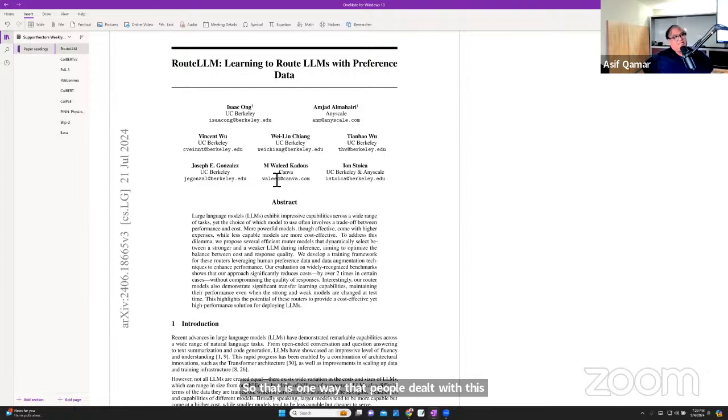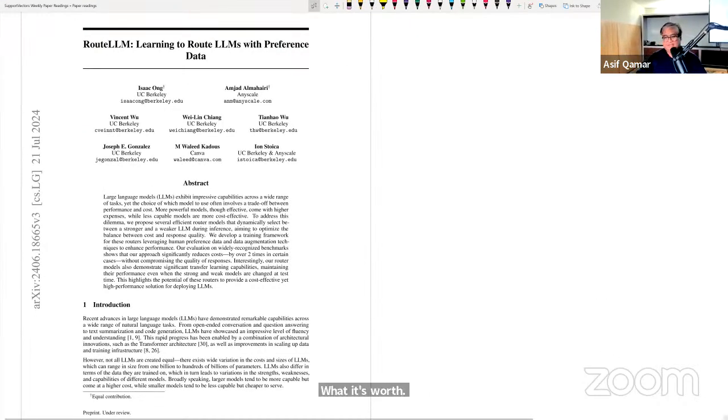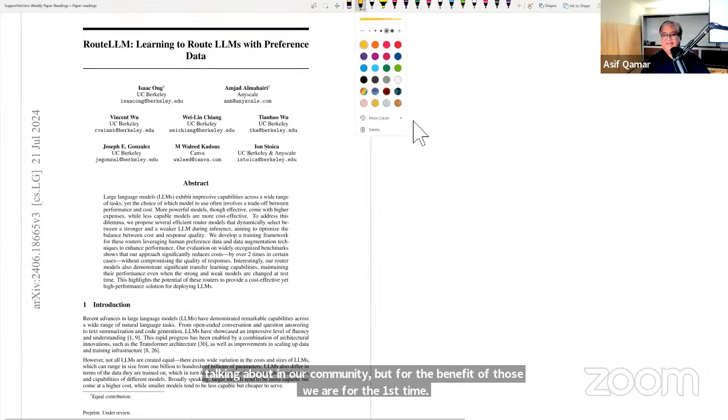The other way that people tried to address this issue is using the mixture of experts approach. The mixture of experts approach says that you can sparsify the network by having a lot of small networks and just having a router in front of it. And this paper actually has some flavor of that. So I'll just draw it out for what it's worth. Now, mixture of experts is something we have been talking about in our community, but for the benefit of those who are here for the first time, let's go over it again.